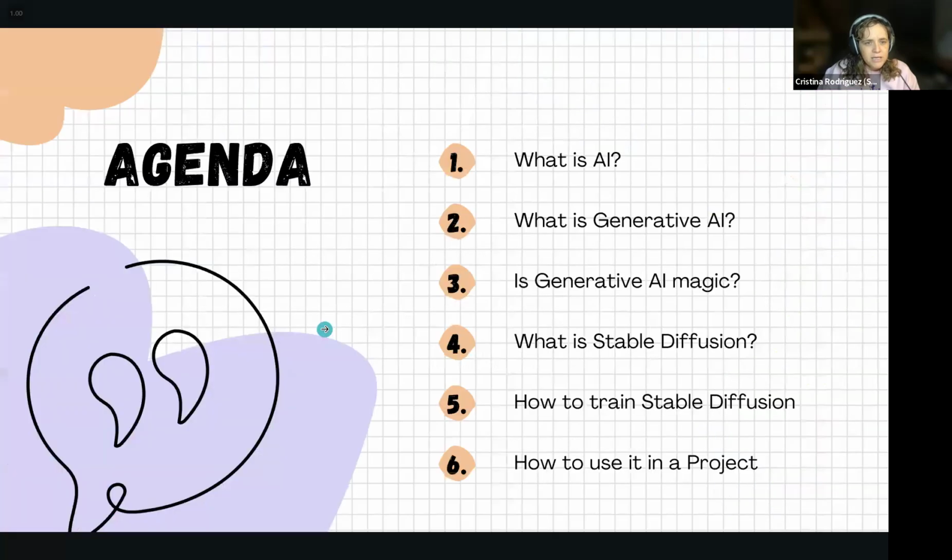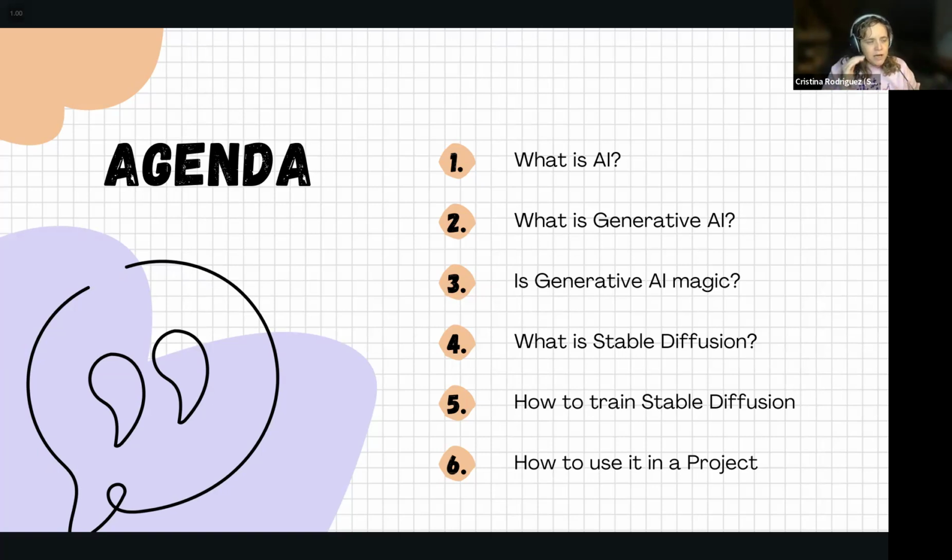Let's see a little of what we will do here. We will talk about what is AI, because before we can talk about generative AI, we need to talk about AI more broadly. It's one of those nebulous terms. And I want you to leave this workshop understanding what exactly is AI and what exactly is not AI. And spoiler alert, it's not magic.